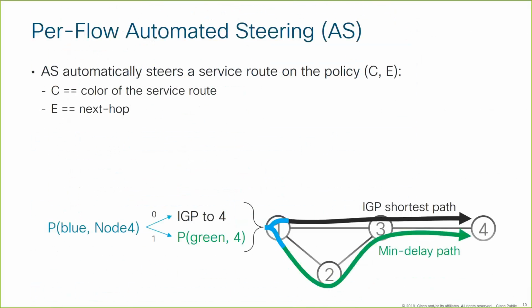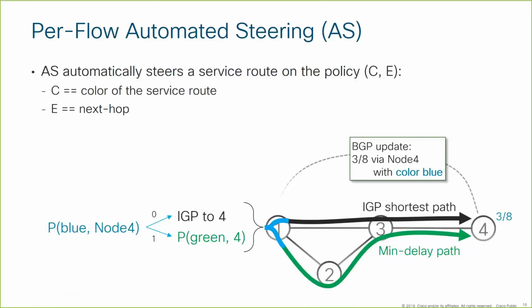Now, based on the very same automated steering concepts, a colored service route is automatically steered onto an SR policy of the same color and with an endpoint equal to the next hop of the service route. In this example, consider the prefix 3/8 with color blue advertised by node 4. This prefix is associated with the policy blue, node 4.